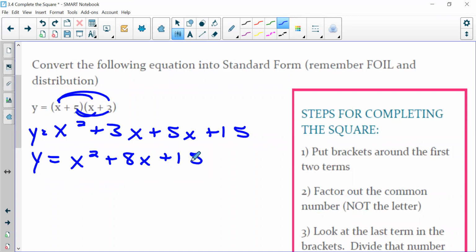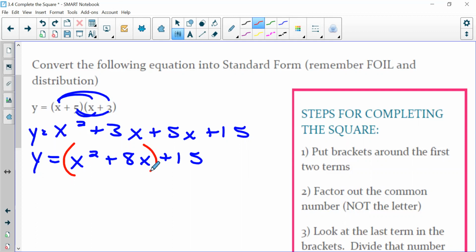Brackets around the first two terms. What's my A value? 1. So I don't really need to divide it out, so I'm not going to change anything. So it means opening up and I haven't stretched or compressed anything. Okay? So I'm done with step number 2.